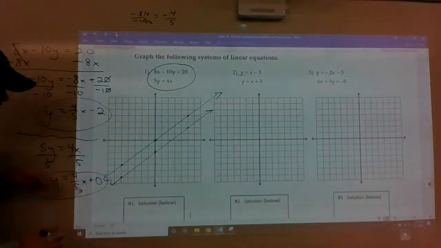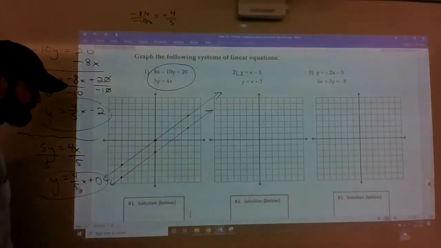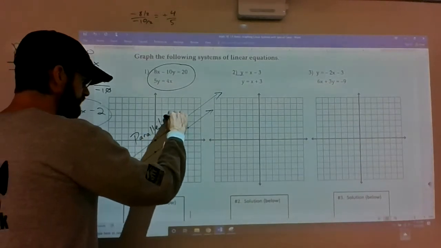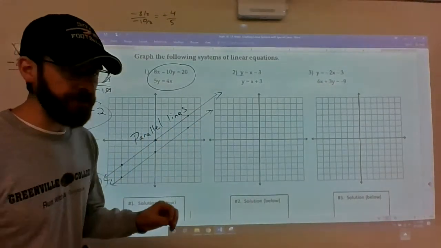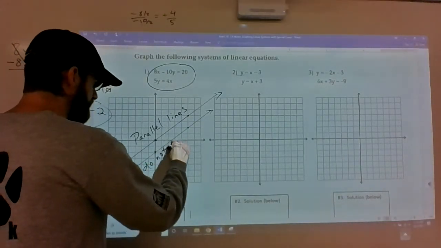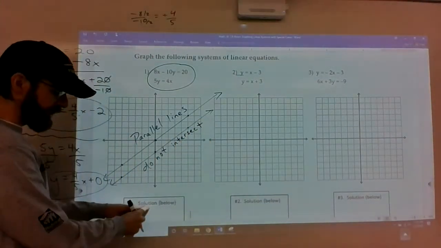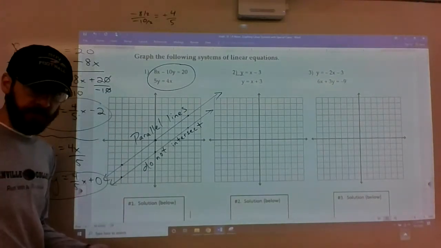If you notice, the slopes are the same, which means they're parallel. So you've got parallel lines. The thing about parallel lines is that they don't intersect. Parallel lines do not intersect. So the solution is the point where they intersect. There's no solution.